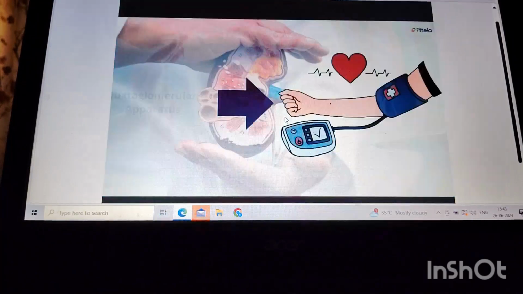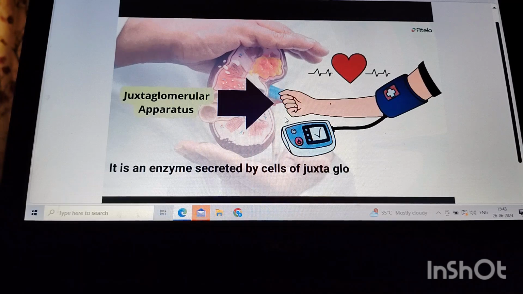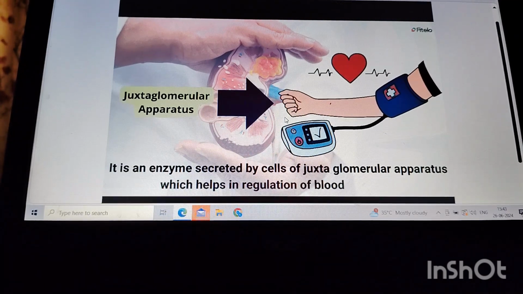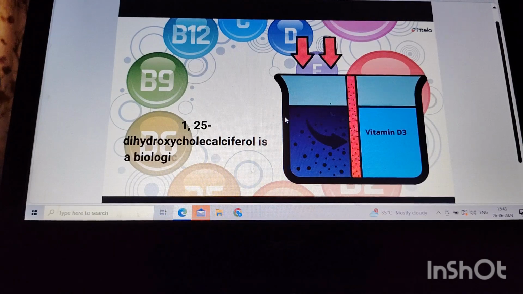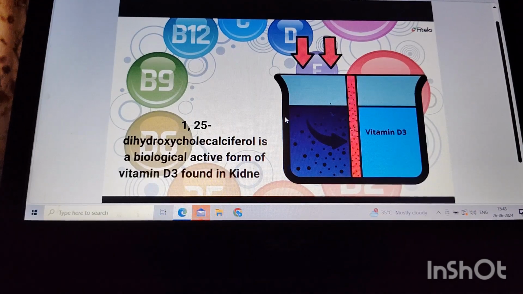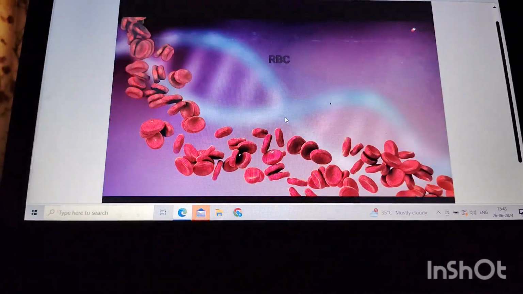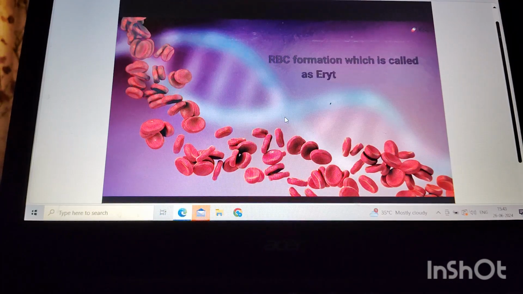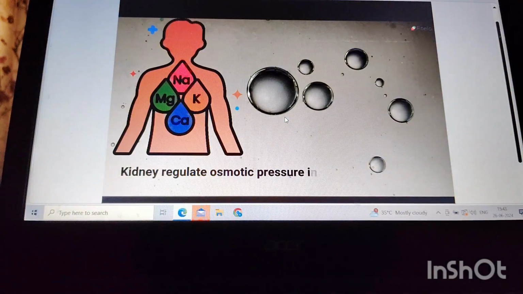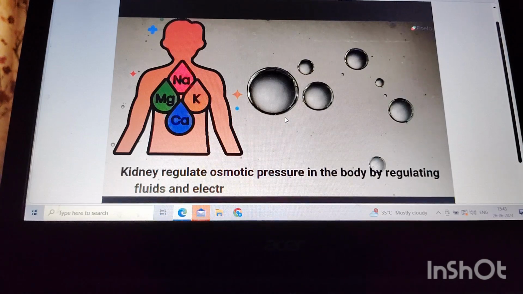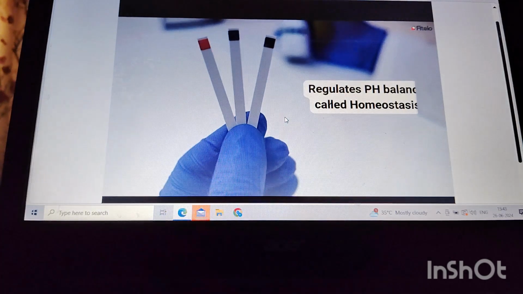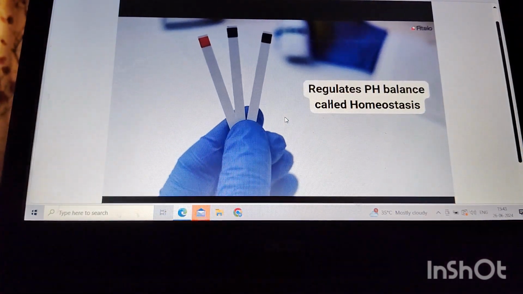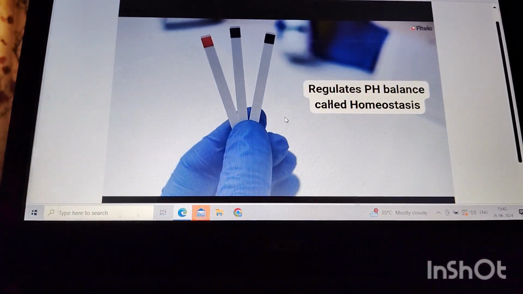Renin is an enzyme secreted by cells of the juxtaglomerular apparatus which helps in regulation of blood pressure. 1,2,5-dihydroxycholecalciferol is the biologically active form of vitamin D3 found in the kidney. The kidney is essential for RBC formation, through erythropoietin. The kidney regulates osmotic pressure in the body by regulating fluid and electrolyte balance, called osmoregulation. The kidney also regulates pH balance, called homeostasis.